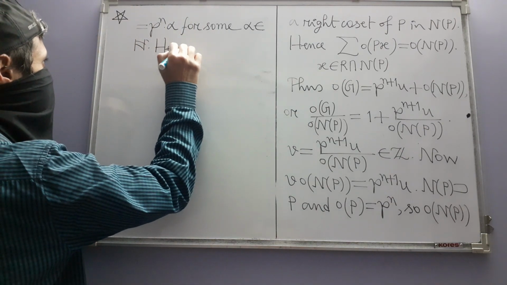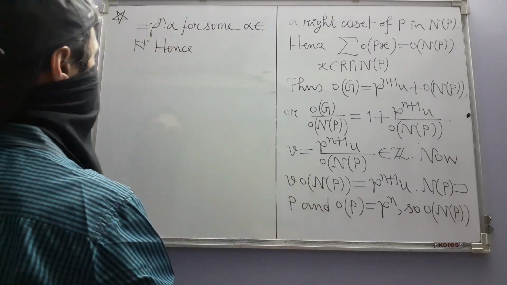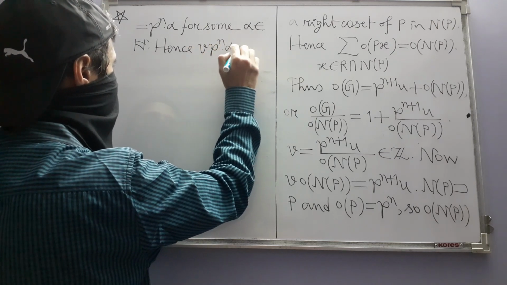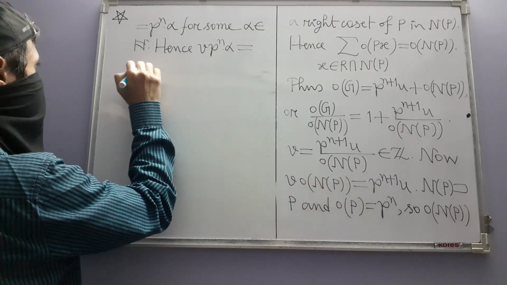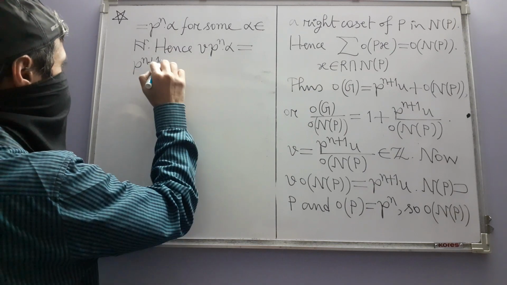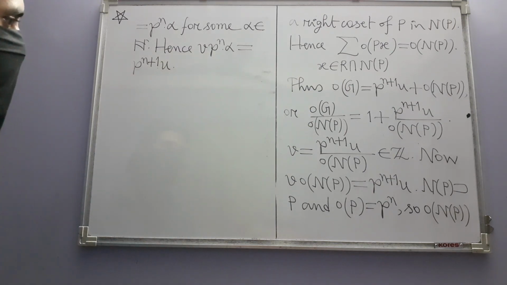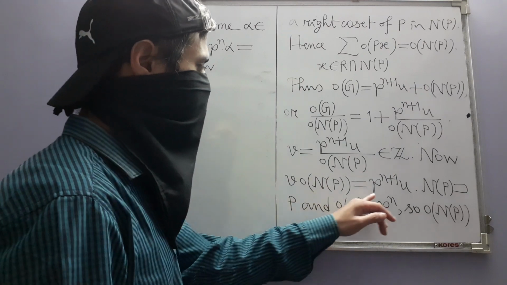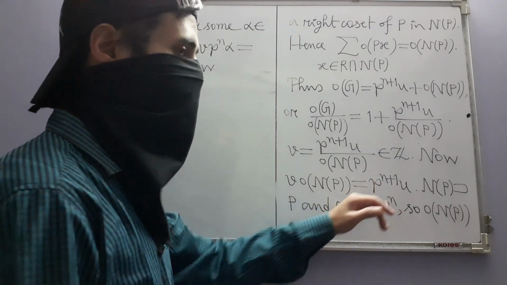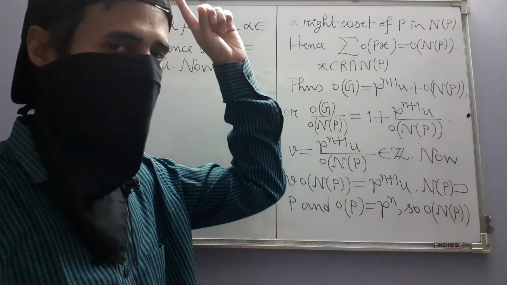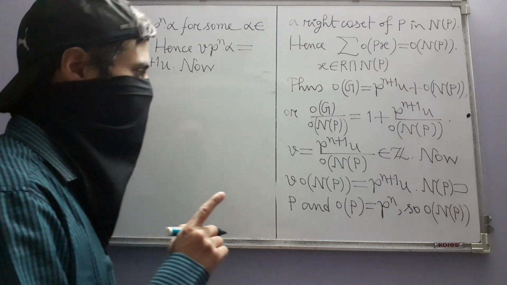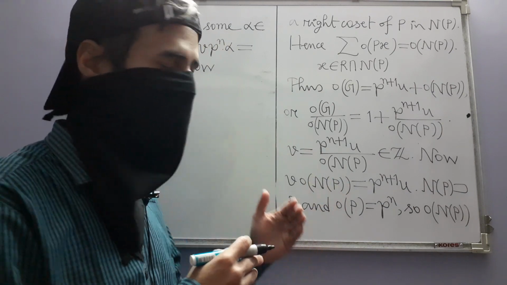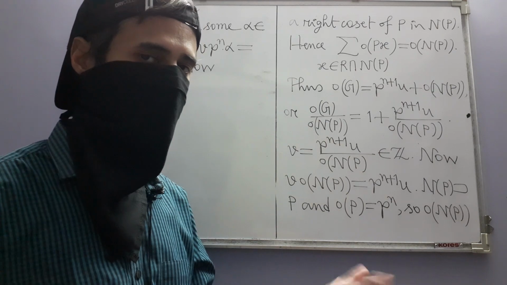Hence, so now what are we getting? If we substitute this expression, we are going to get V times p to the power n times alpha is equal to p to the power n plus 1 times U. Okay, now we keep in mind that p to the power n plus 1 does not divide the order of G. It's coming from back there, because p to the power n is the order of a p-Sylow subgroup. So that is the largest power of p that divides the order of G. No higher power can divide the order of G.